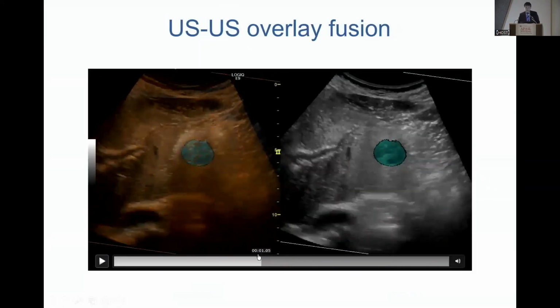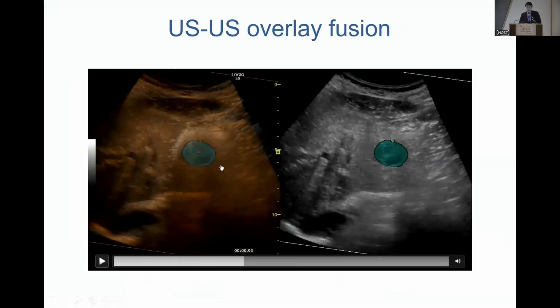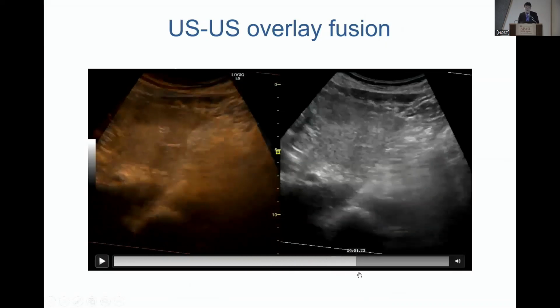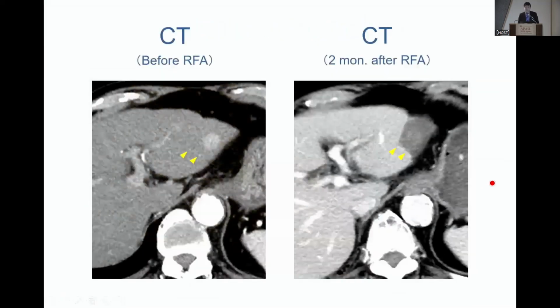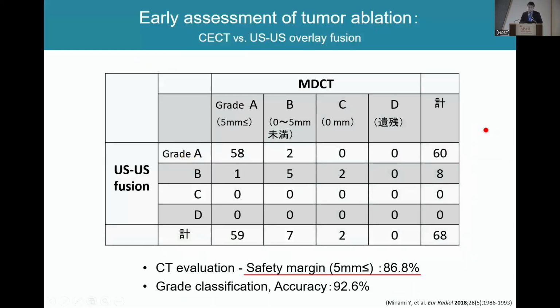And as you can see, the ablative hyperechoic zone entirely includes the green colorized HCC. That means good ablation with enough margins. As you can see, the post-treatment CT shows the low density area spreading to surround the vessel. That means good ablation with safety margins. So this is the assessment of tumor ablation between CECT versus US overlay fusion.